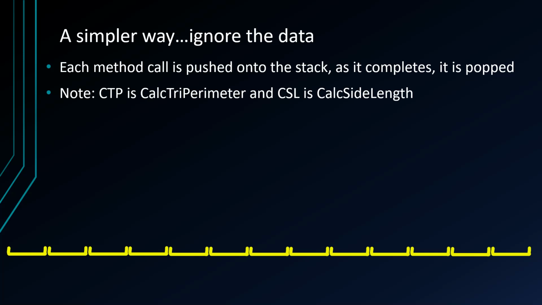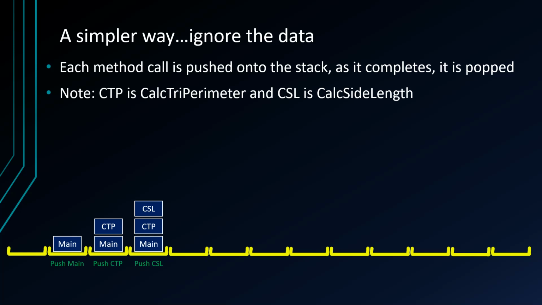So in the very beginning, we have our call stack. Each one of these yellow buckets represents the current state of the call stack. In the very beginning, the call stack is empty. The first thing that happens is we push main onto the call stack, because that is a function call. As soon as we get into there, the next thing it does is call calc_try_perimeter, so it gets pushed onto the stack. Inside of calc_try_perimeter, it calls calc_side_length, so that gets pushed onto the stack.